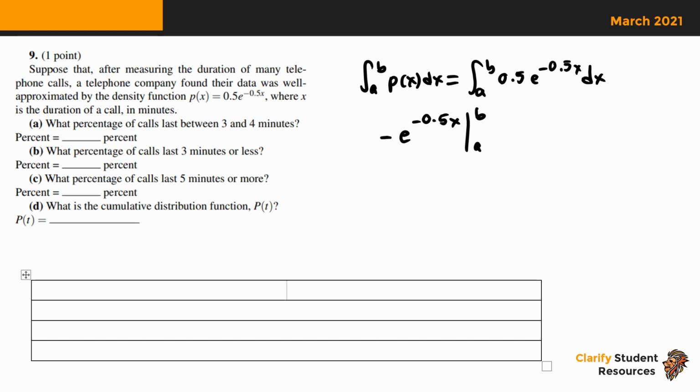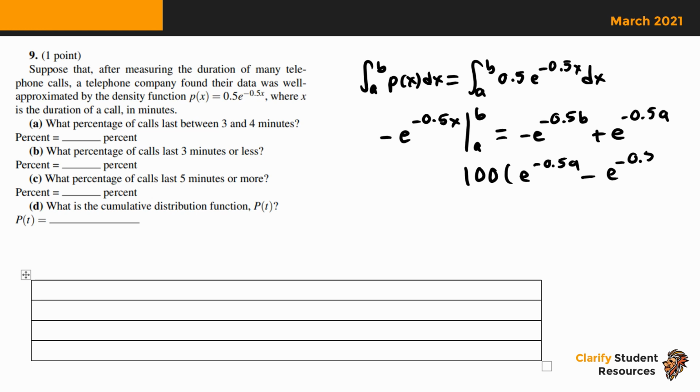Okay, so what I mean by general term is that whenever we go through between two limits, so a to b, this is always going to equal negative e to the negative 0.5 b minus minus, so it becomes plus e to the negative 0.5 a. So we know that for all these questions, we can actually use a blanket term, which is going to be 100, because we're finding the percentage, right? 100 times e to the negative 0.5 a minus e to the negative 0.5 b.